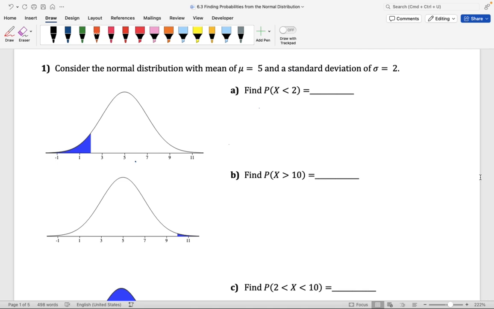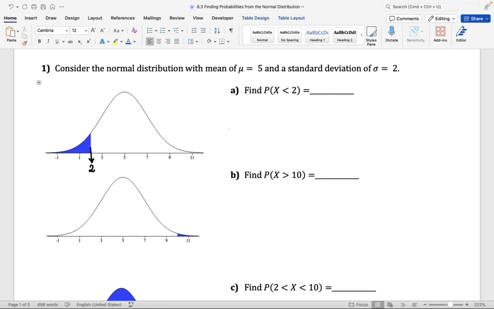Let's go ahead and consider the probability of x being less than 2. What is this probability equal to? I recommend that you draw a normal distribution and you highlight the area you're trying to find. If we're trying to find the probability of x being less than 2, we need to go ahead and highlight all the area below 2. And that is the image that you have here.